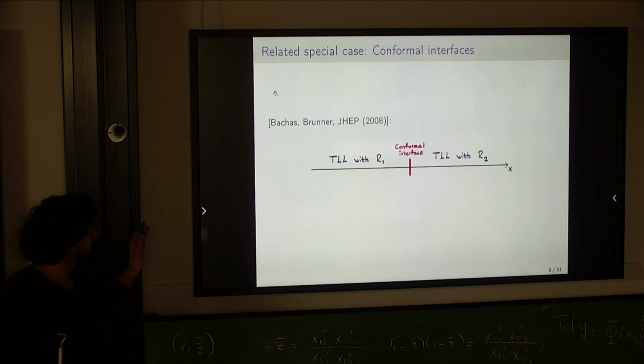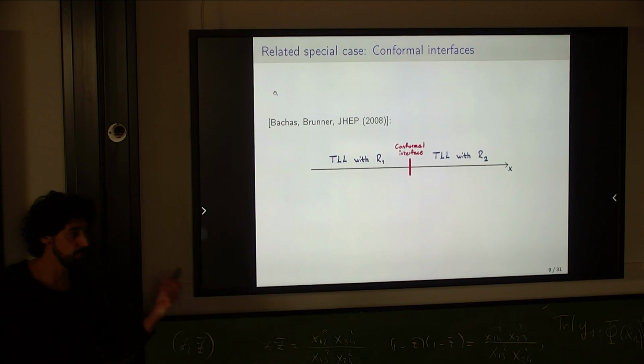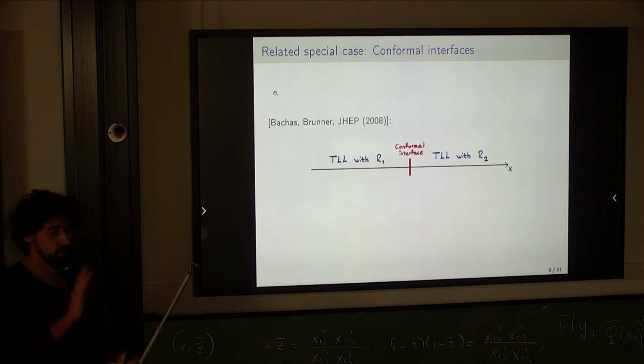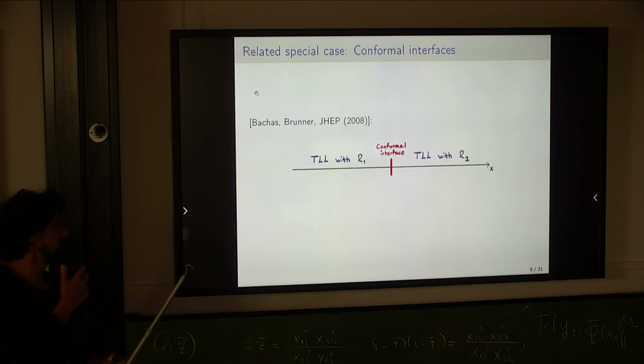So in a sense, what I will do is generalize their work, but now not just having one conformal interface, but at least in a formal sense, you have many conformal interfaces, or some smooth interpolation of conformal interfaces. The way I address it is by solving a PDE instead of the CFT toolkit that they use.